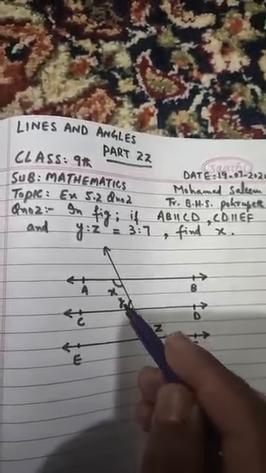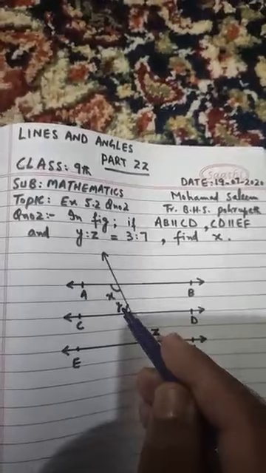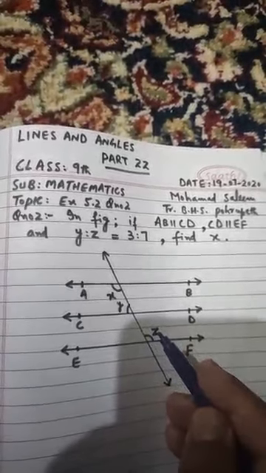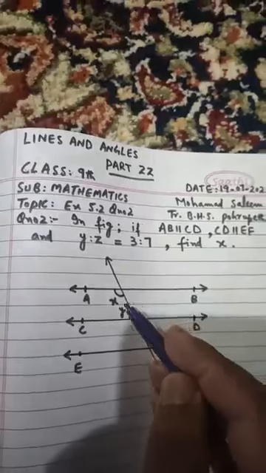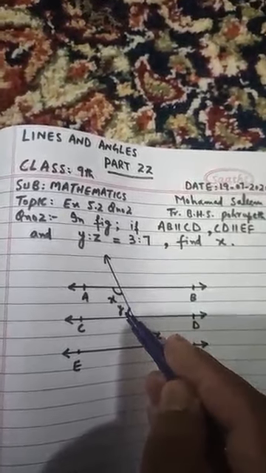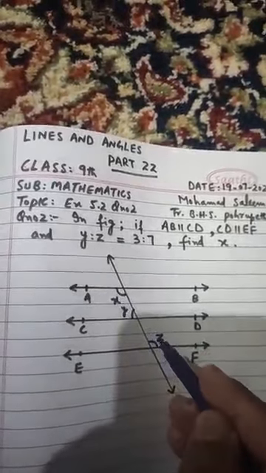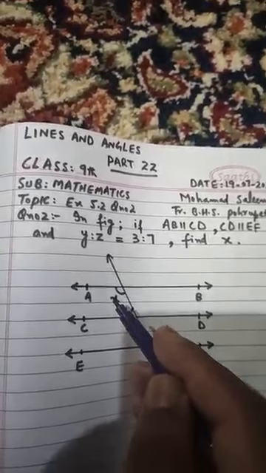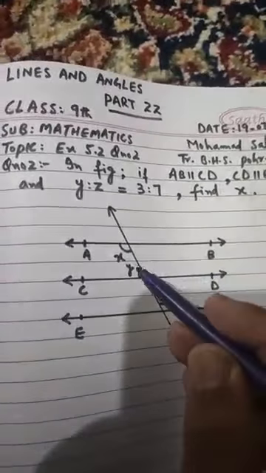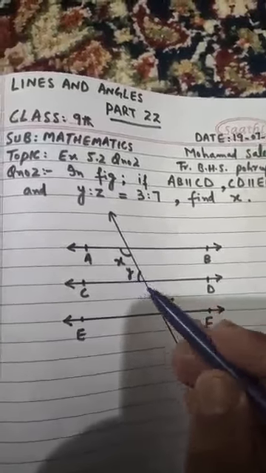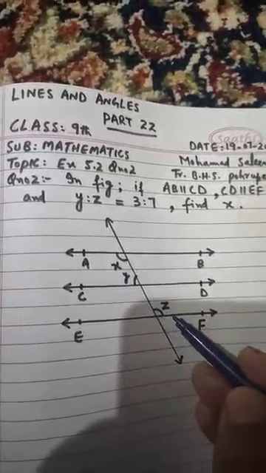But we have a point. If we find the sum of these two angles, then definitely we will find what is Y and what is Z. And with the help of these two, we can find X. We have to find X. If we know Y, we are definitely able to find X. If we know Z, we are definitely able to find X. So out of these two, if we know any one angle, then we know the measure of X.